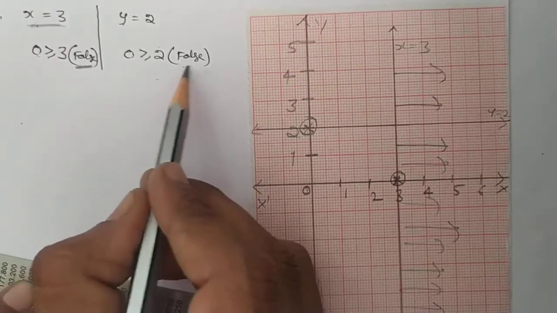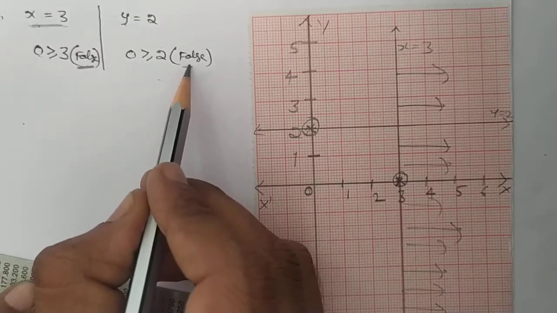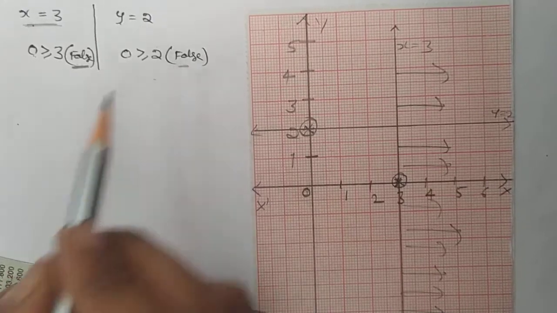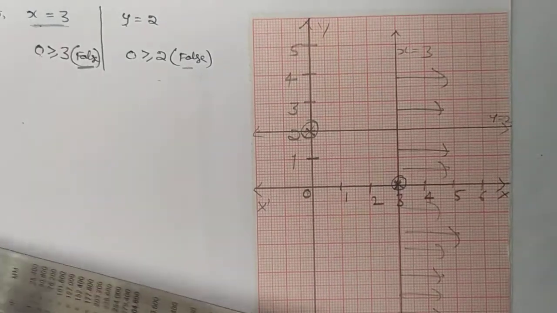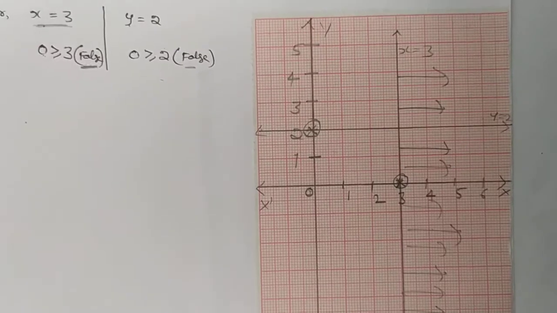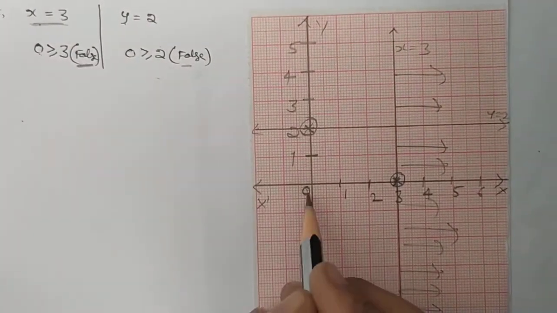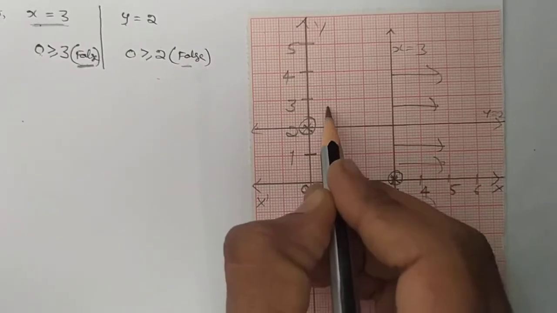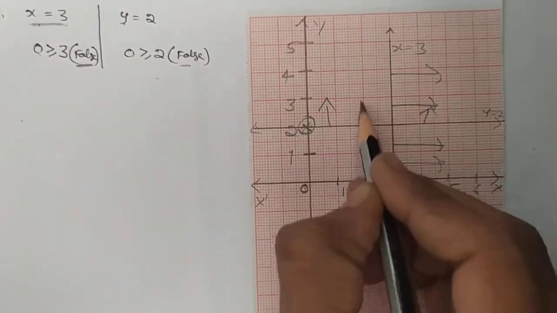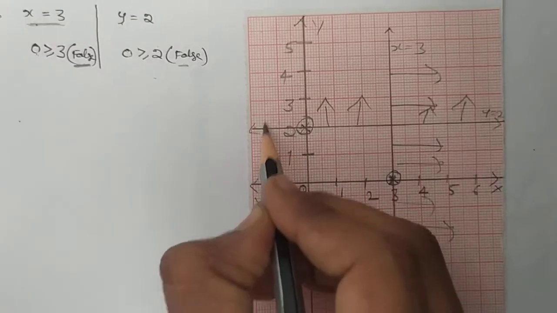Next, here the result is false. If it is false, where do we have to shade? Apart from the origin. If it is false, we have to shade apart from the origin. Like this we have to shade.